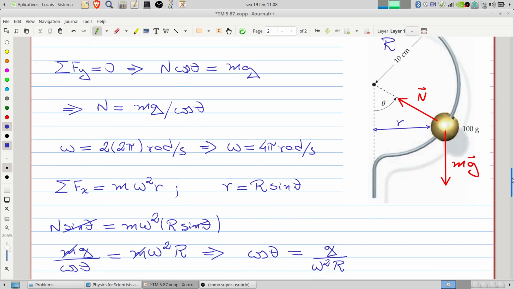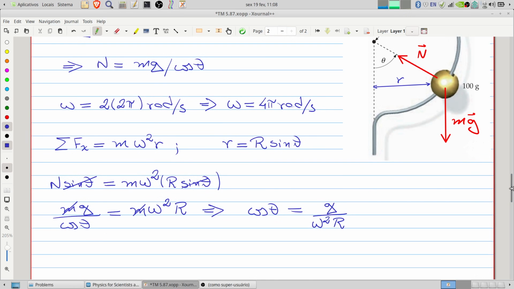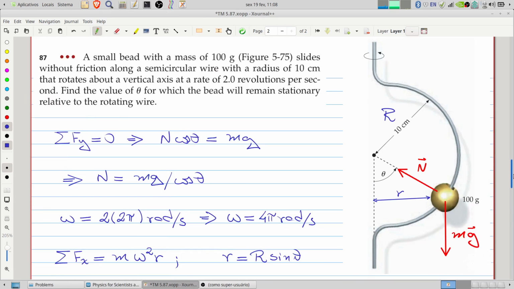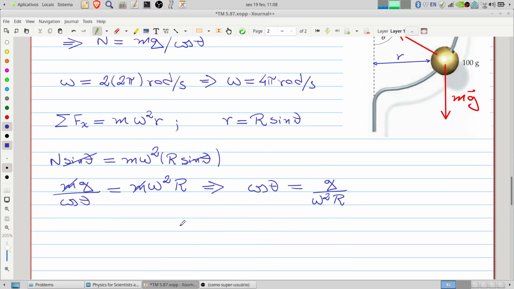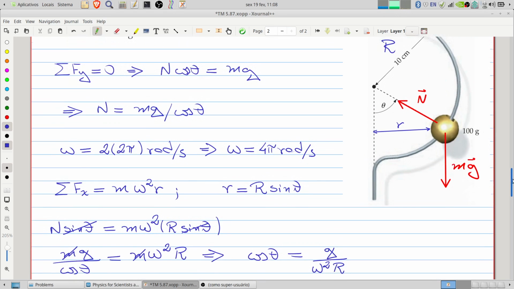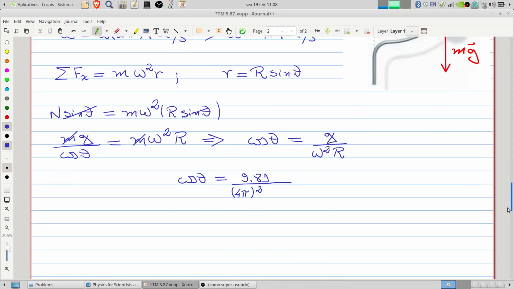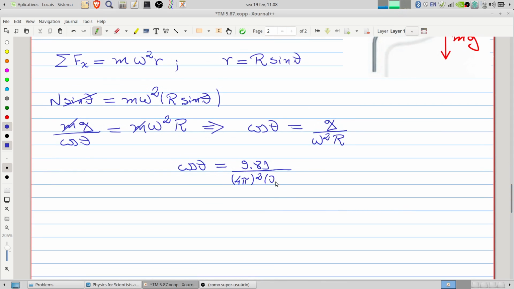Of course, we want not the cosine of the angle, but the angle itself. Let's use our numerical values. So here we have cosine of theta equals g, 9.81, divided by the angular velocity 4 pi squared times r, 10 centimeters or 0.1 meter.